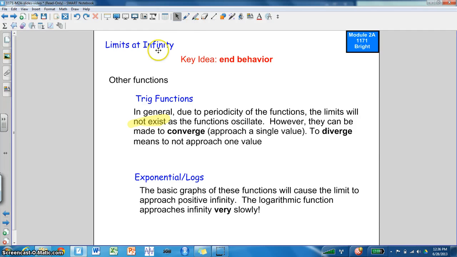Alright, so remember, with limits at infinity, the key idea is to look at the end behavior of the function. Polynomials, there's a table. Rational functions, there's a set of conditions that you have to check. And so that's a brief rundown on limits at infinity. And so in the next video, we will look at limits at a specific point.